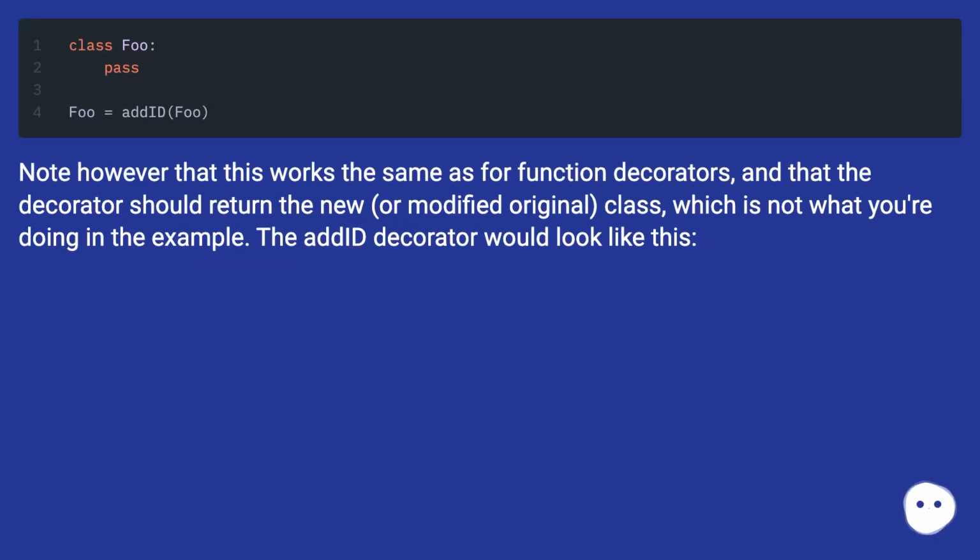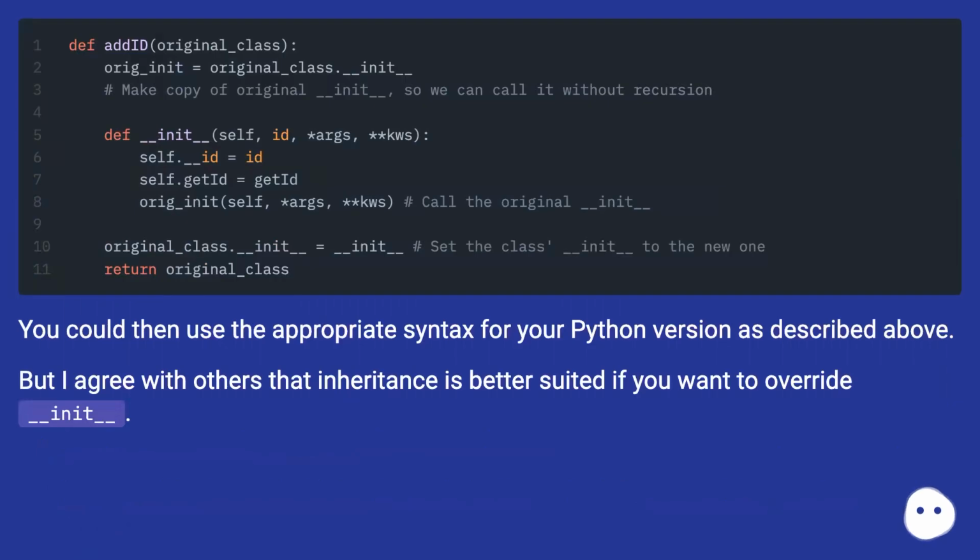Note, however, that this works the same as for function decorators, and that the decorator should return the new or modified original class, which is not what you're doing in the example. The added decorator would look like this. You could then use the appropriate syntax for your Python version as described above, but I agree with others that inheritance is better suited if you want to override __init__.